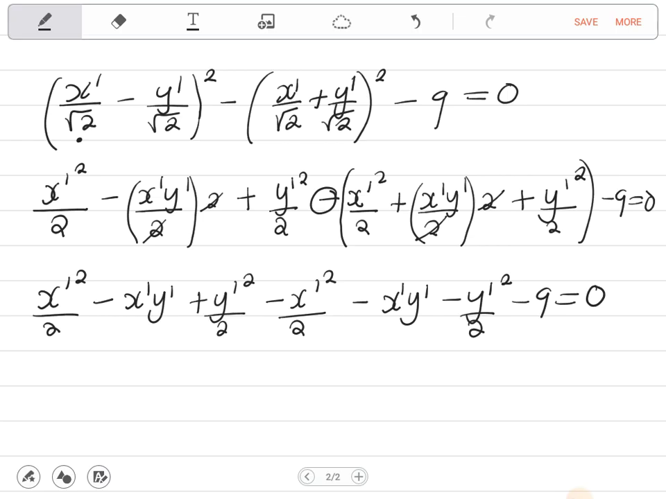Now, I just want you to pay particular attention to something. This and this can be added to give us negative 2 x prime y prime, right? But this and this cancel. This and that cancel. We have negative 2x prime y prime minus 9 is equal to 0.